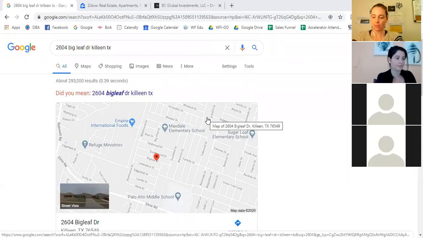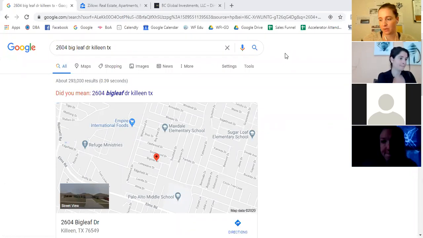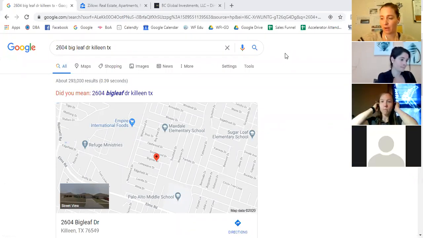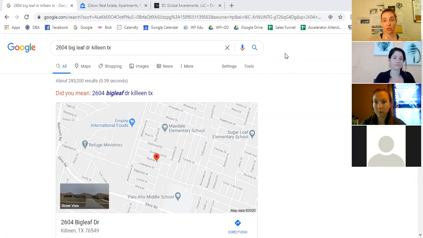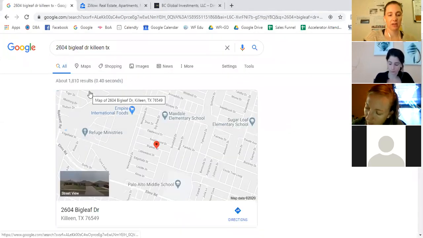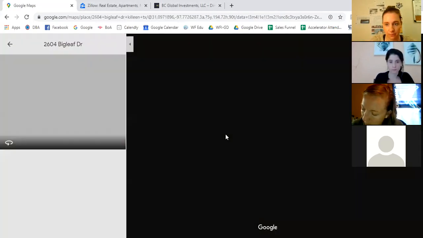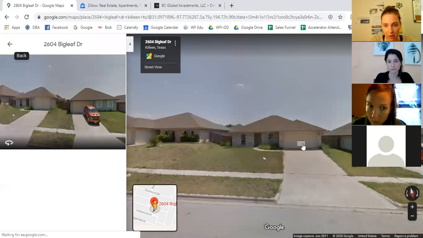Okay. All right, so first thing I do when I get a property, especially if I don't know the area or I'm not familiar with the town or that address, I'm going to just go to Google, right? I'm going to check it out. So just put in the address into Google search, 2604 Big Leaf Drive, Killeen, Texas. And all I do is look at the Google imagery of the property.